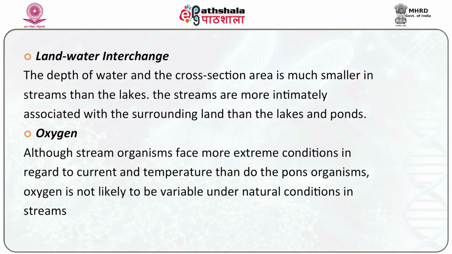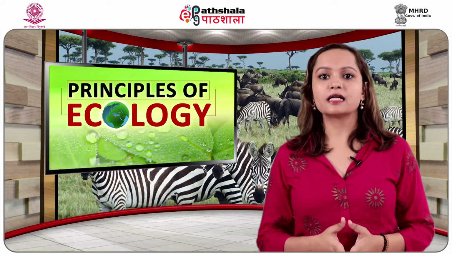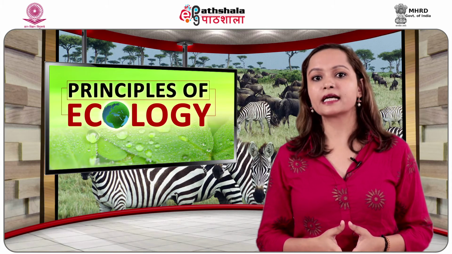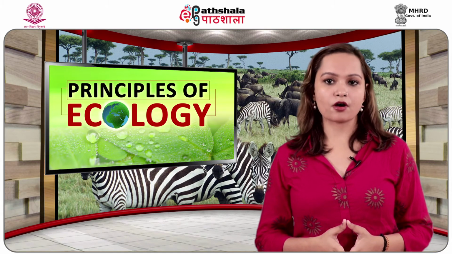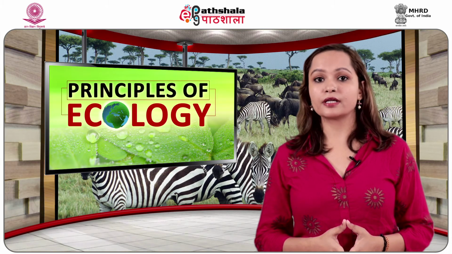Oxygen. Although stream organisms face more extreme conditions in regard to current and temperature than do pond organisms, oxygen is not likely to be variable under natural conditions in streams. Due to the small depth, large surface exposed to the air and constant motion, streams generally contain an abundant supply of oxygen, even when there are no green plants.